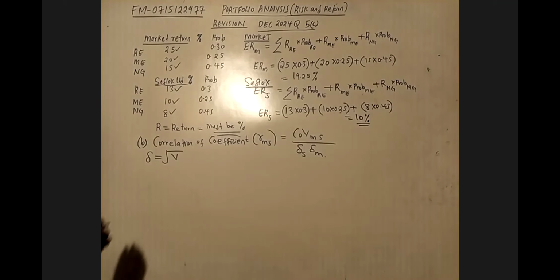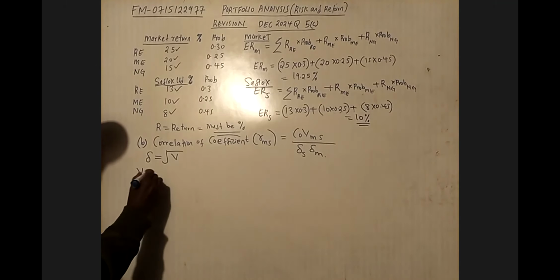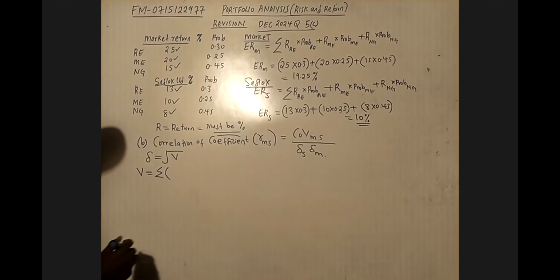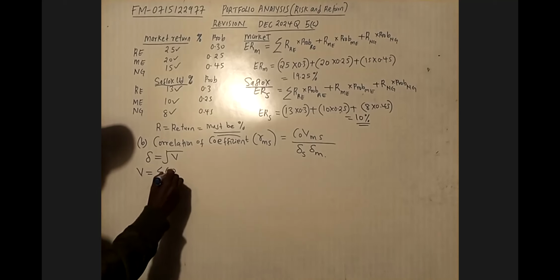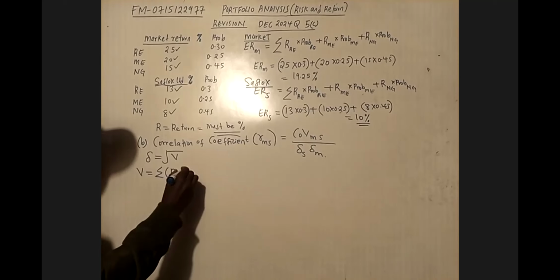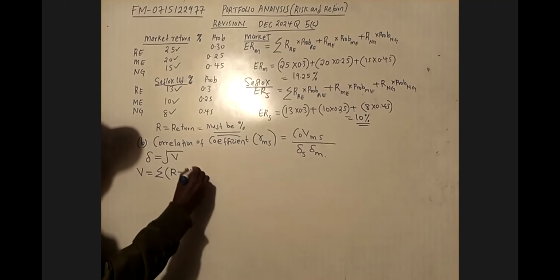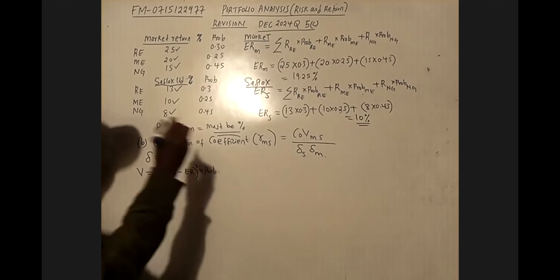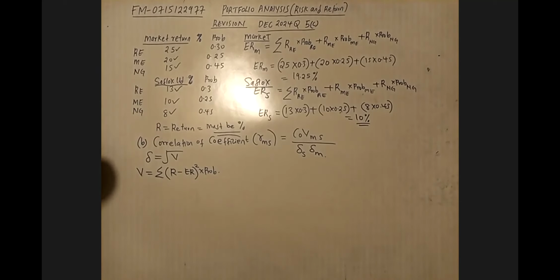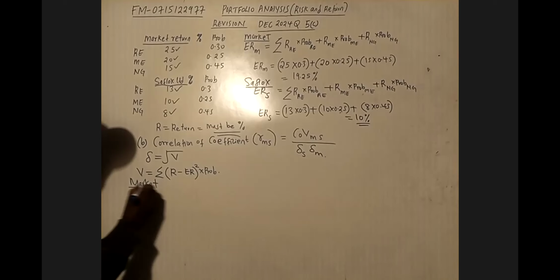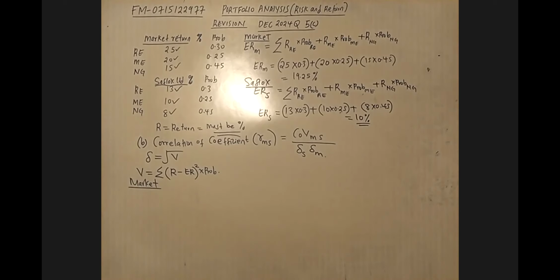How do we get variance? Variance is given by the summation of return minus expected return, squared, times probability. So let us start with the one for the market.